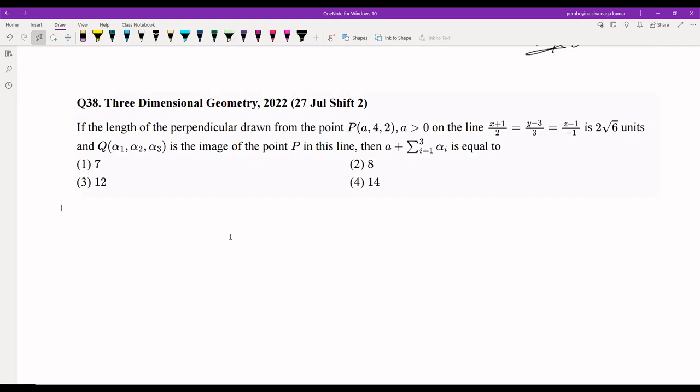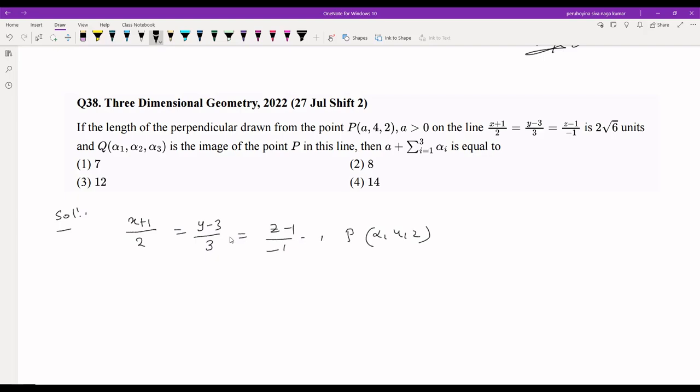it's a simple calculation. He said, first we need to consider the line equation. Line equation: (x plus 1) by 2 equal to (y minus 3) by 3 equal to (z minus 1) by minus 1. P is a point (alpha, 4, 2). He's saying that perpendicular distance.